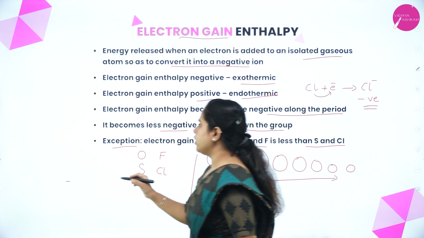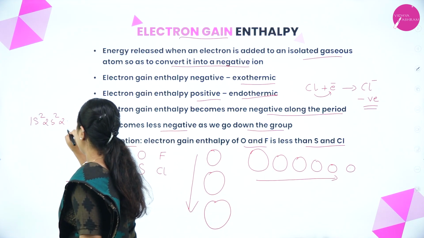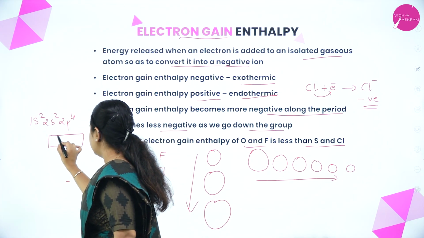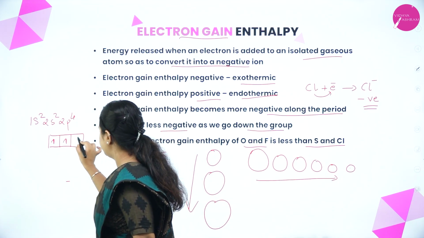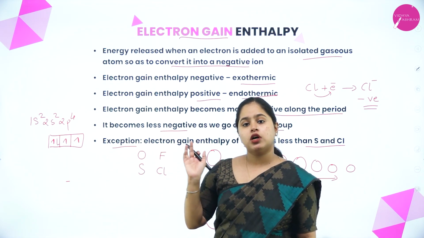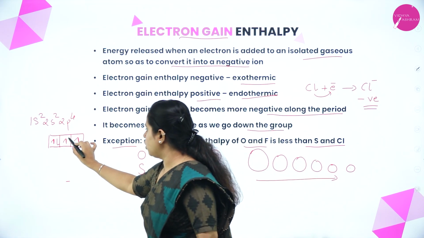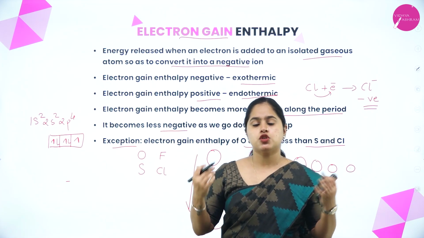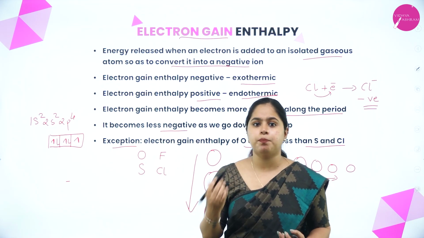So let's take the electronic configuration of oxygen. It is 1s2, 2s2 and 2p4. In the p orbitals, we know that there are 3 p orbitals, and 4 electrons are already there. According to electron gain enthalpy, one more electron is to be added here. So what is happening here? Already 4 electrons are there, so if one more electron is added, it will experience a repulsion.